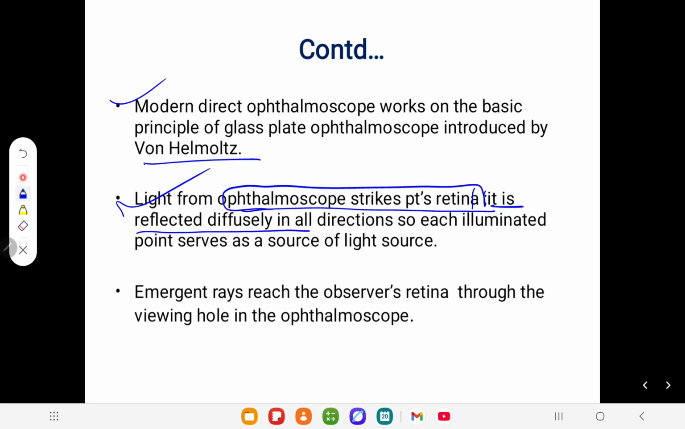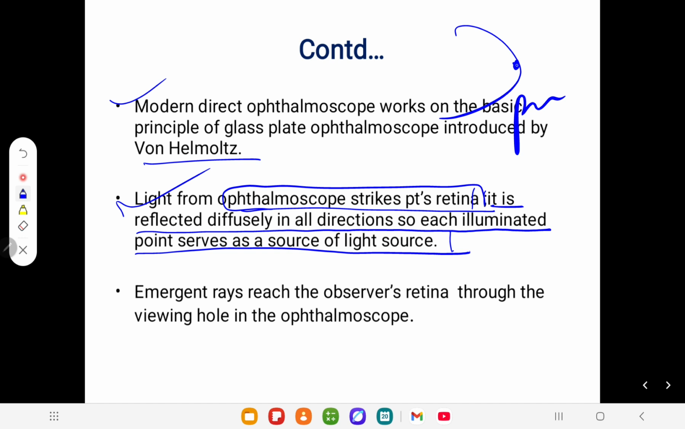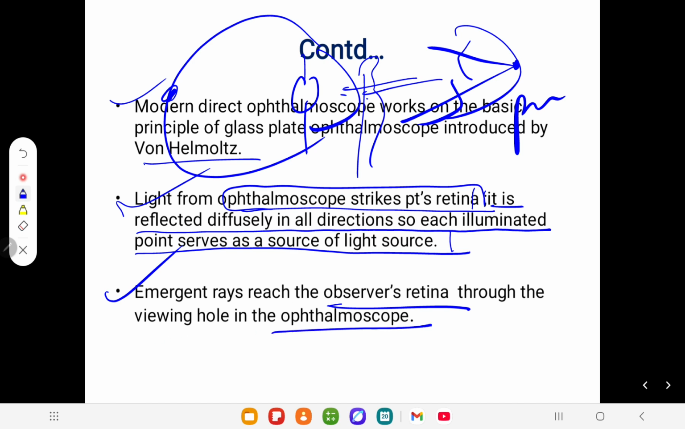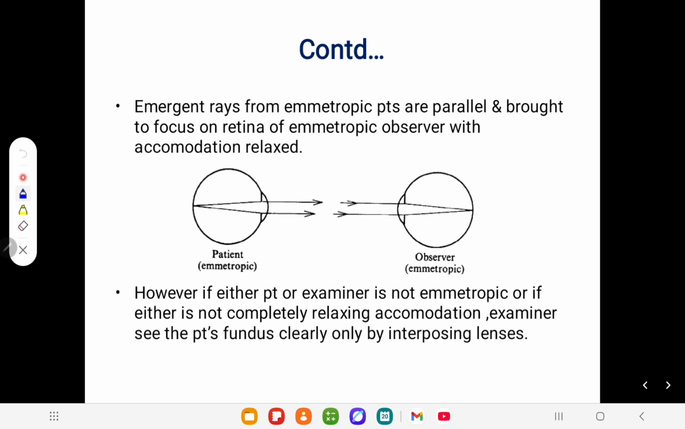The light from the ophthalmoscope strikes the patient's retina, and the retina works as an object, reflected diffusely in all directions. So each illuminated point serves as a source of light. Suppose here is the light from our ophthalmoscope, and this is the patient's retina. Light diffusely comes out everywhere, and we, as the optometrist, hold the ophthalmoscope, and this light we focus on our retina. The emergent rays reach the observer's retina, that is the optometrist's retina, through the viewing hole of the ophthalmoscope.